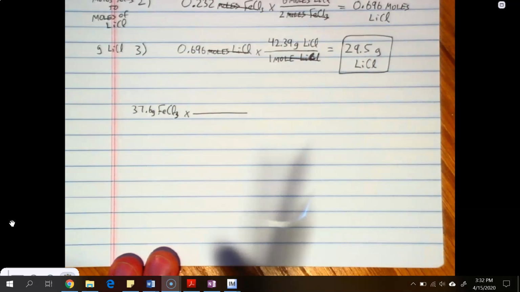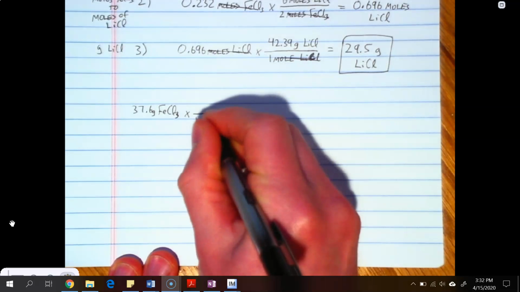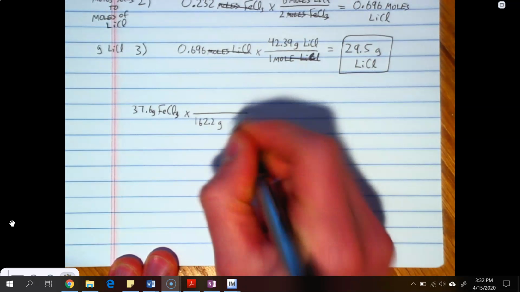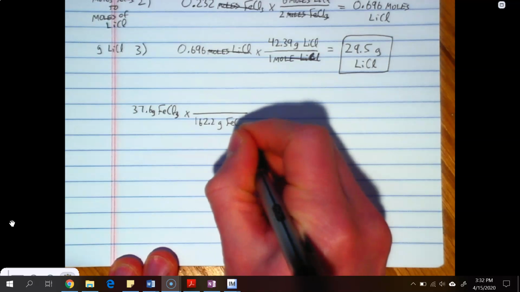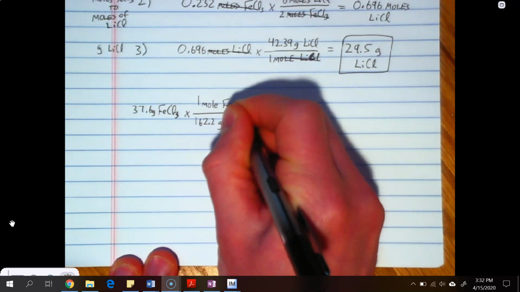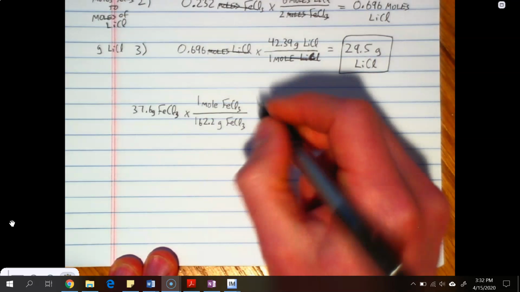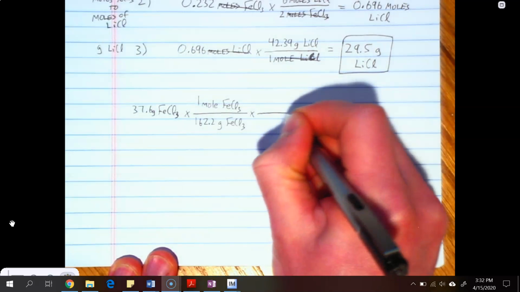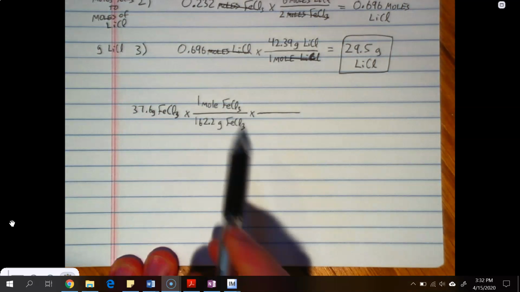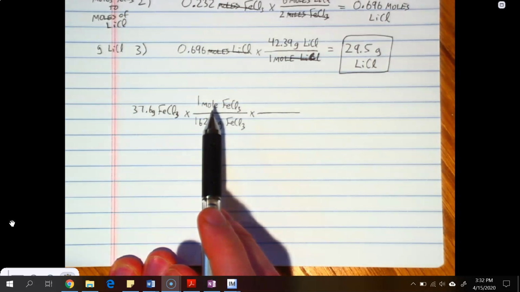So my first step, if I see grams, is I'm going to try and turn that into moles. And I know that there are 162.2 grams of FeCl3 for every 1 mole of FeCl3. Now I could do that calculation, which would get me moles of FeCl3. But what I'm going to do instead is say, I'm not done yet. All right? That would give me moles of FeCl3. That's good. Okay? My preference, though, is to get all the way to grams of LiCl.